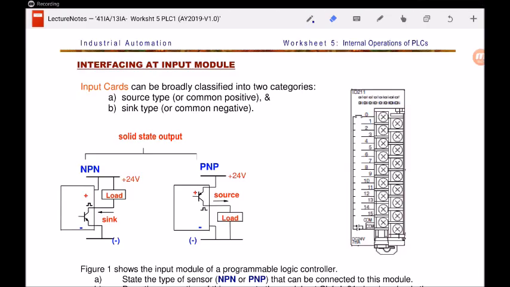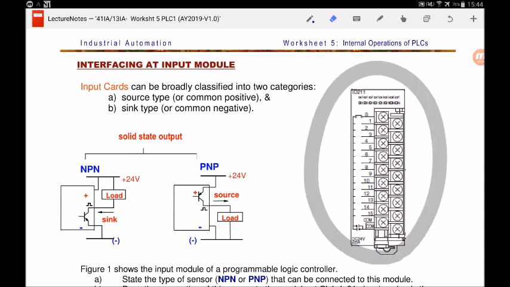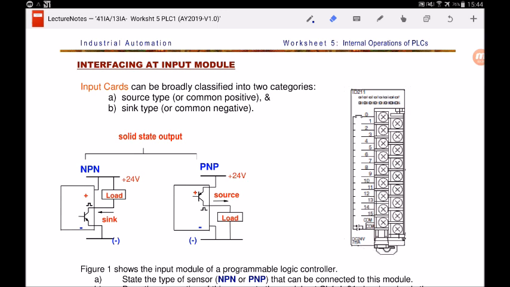We are now back at the worksheet and we shall take a closer look at interfacing an input module. This is the schematic diagram of the input module card we are going to use for the PLC lab. As you can see from the numbering, we can allow up to 16 connections on this card. Why 16? Because the numbering is from 0 to 15. In other words, you can connect as many as 16 input devices to this input module card.